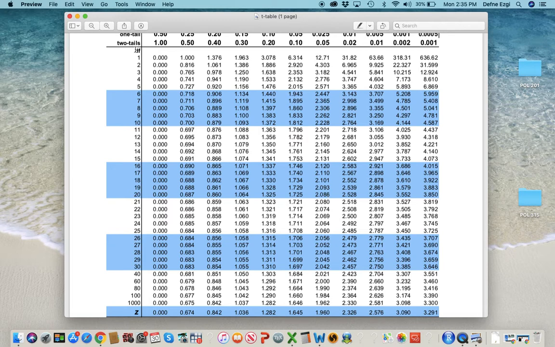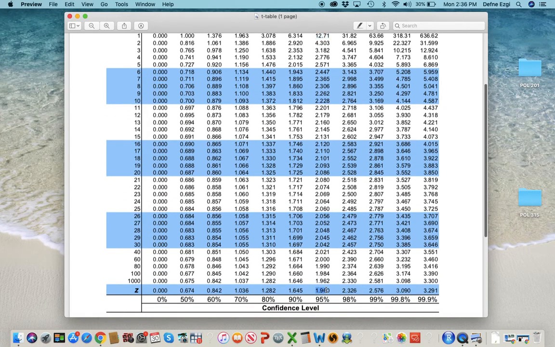And you'll notice that at the top, you have your smaller DF values, meaning small sample sizes, and you have a large t-score. But as your DF increases, meaning larger sample size, your t-score is decreasing. It is approaching your z-score.